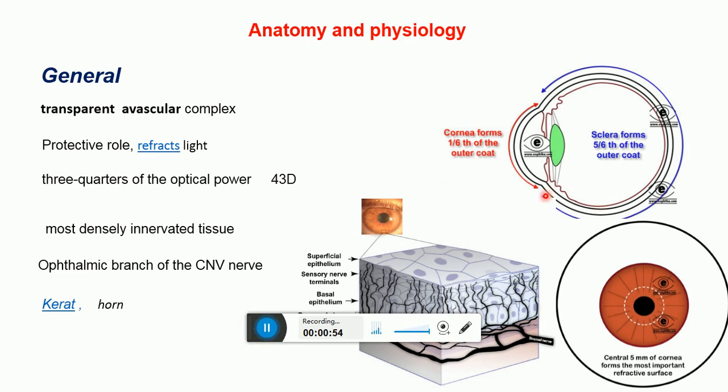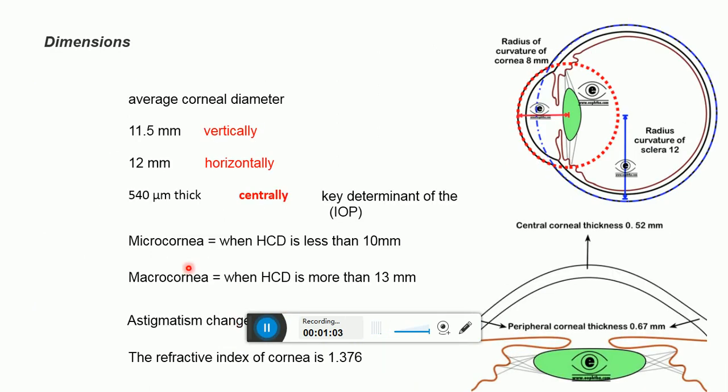The anterior surface of the cornea is elliptical. The posterior surface is spherical. Average diameter is 11.5 mm. Horizontal diameter of the anterior surface, HCD, is 11.7 mm and vertical diameter is 11 mm. The horizontal one is very important. The radius of curvature of the cornea is 7.8 mm.